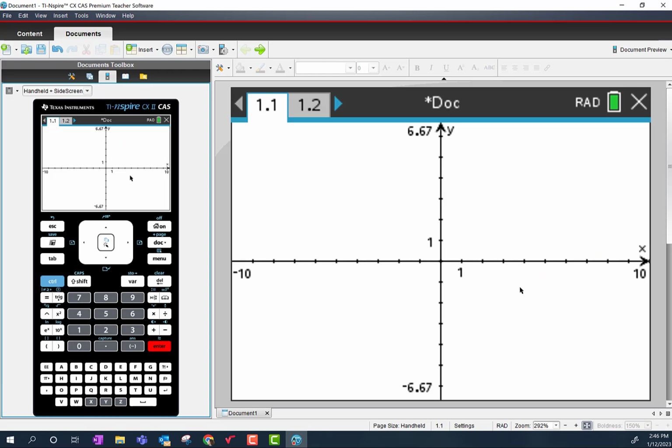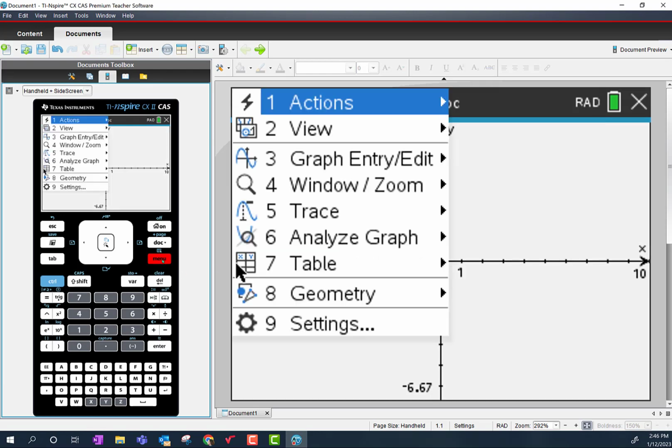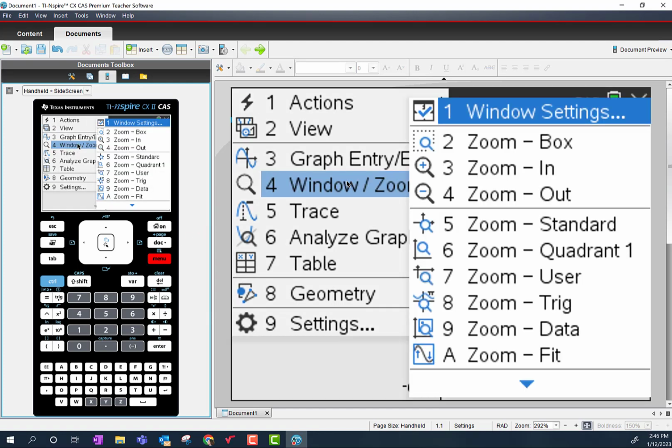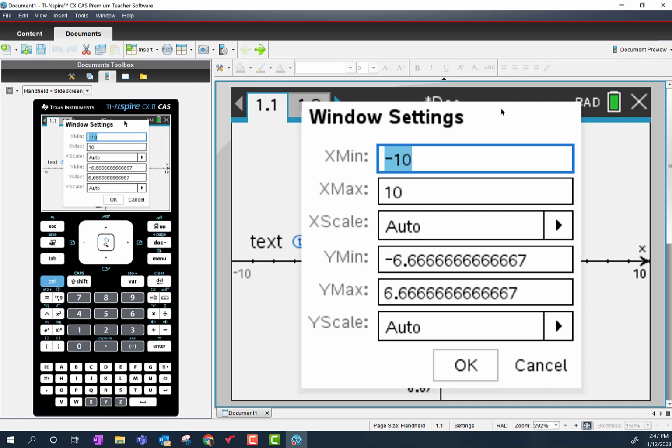So there are all different kinds of ways you can see what we're looking at. I have the way that I like to do it. You probably have the way you like to. I like to go to menu, window. I like to change the window settings myself. Y'all might like to try zoom in or zoom out or zoom fit, any of those. You can play with all of those. I'm just going to fix it myself.